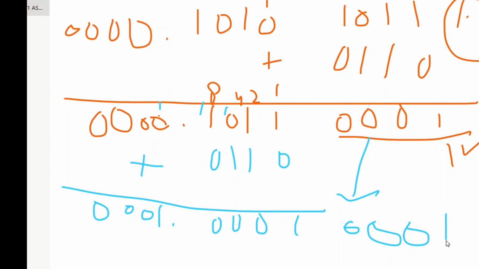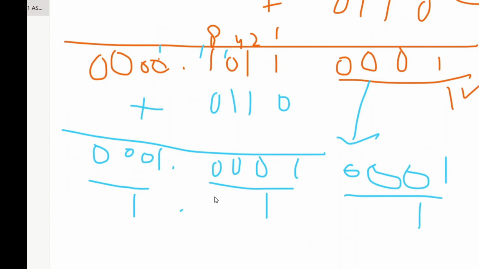So I got, okay, now you compare this value with this one. This is equivalent to 1, this is equivalent to 1, this is also equivalent to 1. So we got 1.11. Okay, so this is our final answer in BCD. Now this is the correct representation of BCD.